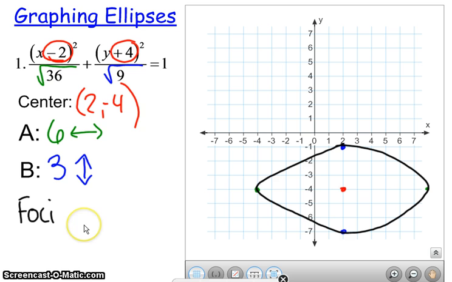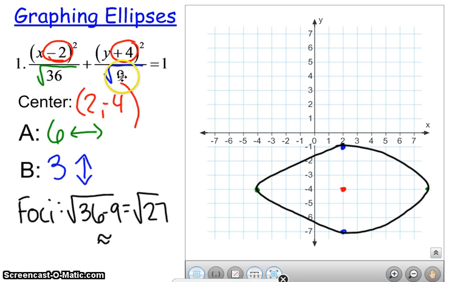And now we need to find our foci. We talked about those on the first slide, remember? The way we find those is we take the bigger denominator and we subtract the smaller one and take the square root of that. So when we subtract them, we get square root of 27, which is approximately 5.1.